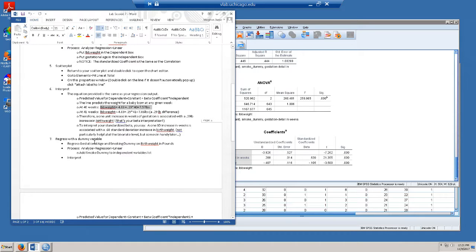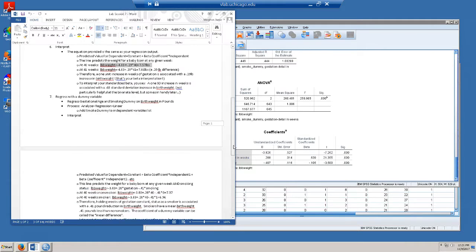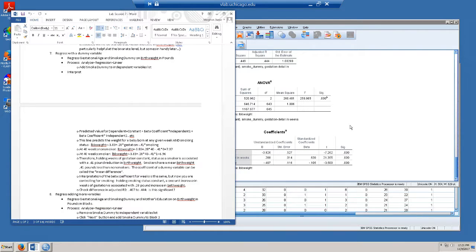Okay, so now we'll move on to adding our smoke dummy. We got the output, and the predicted line that we got was weight in pounds equals negative 3.83 plus 0.28 times gestation in weeks minus 0.41 times smoking. If you recall, our dummy variables are coded as either 0 or 1.